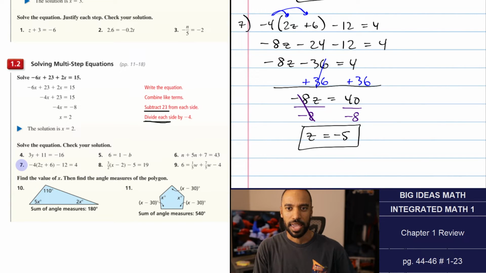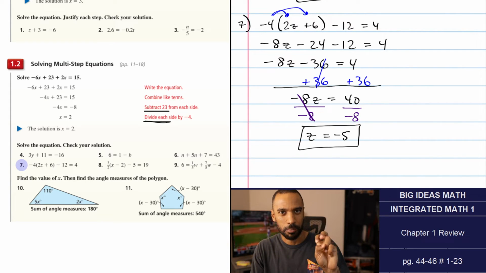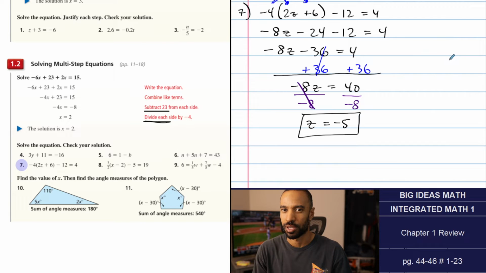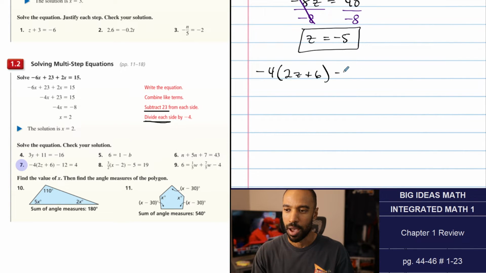So that's my answer. Now, we could double check by substituting into there, but I'm going to double check by doing it a different method, if that's okay. And maybe that's how I can justify how I got number 5 correct, was I did it 2 different ways. So let's do this a different way. Negative 4 times 2z plus 6 minus 12 equals 4.